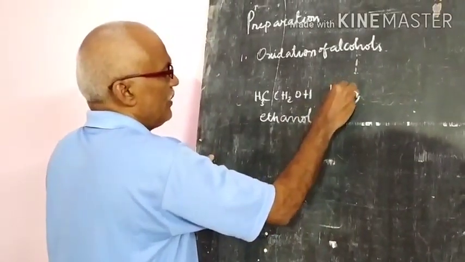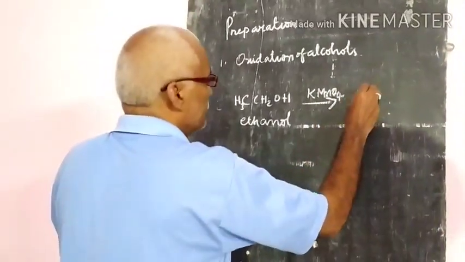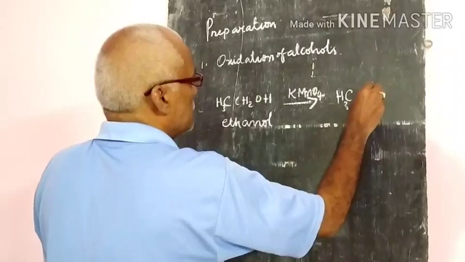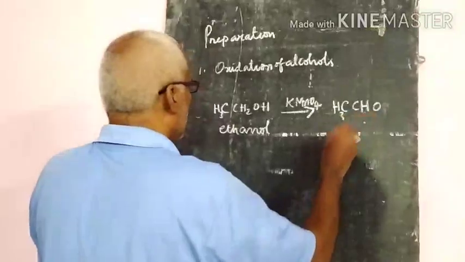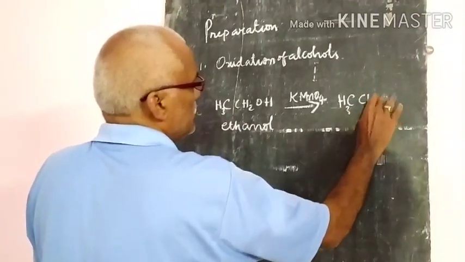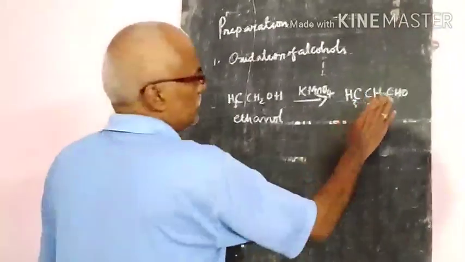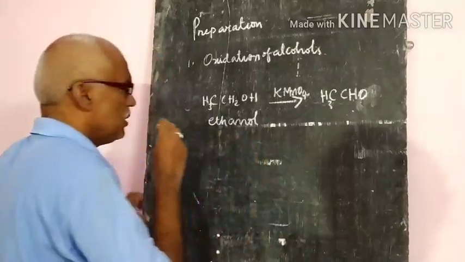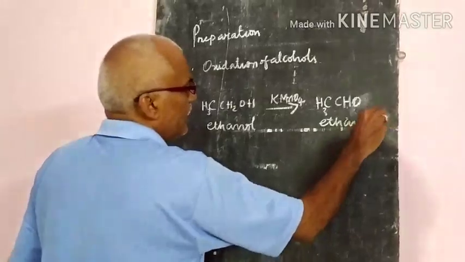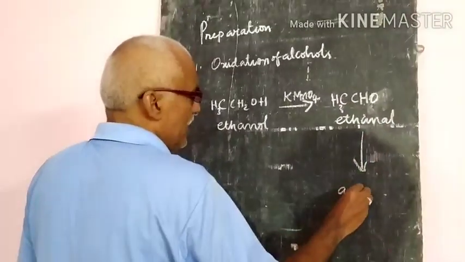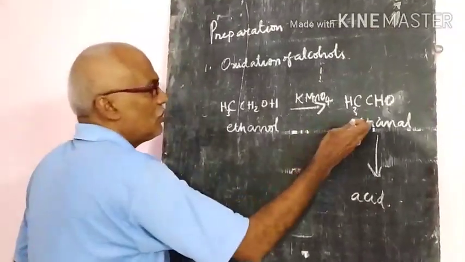In the presence of a strong oxidizing agent, first it will give the aldehyde, then further oxidation. CH3CH2OH, that is ethanol, will give the ethanal aldehyde. Further oxidation will give the acid, ethanoic acid or acetic acid. But this will be controlled up to here only.